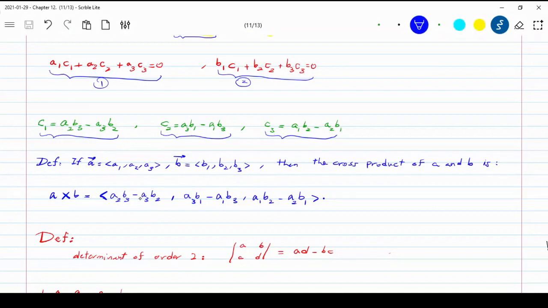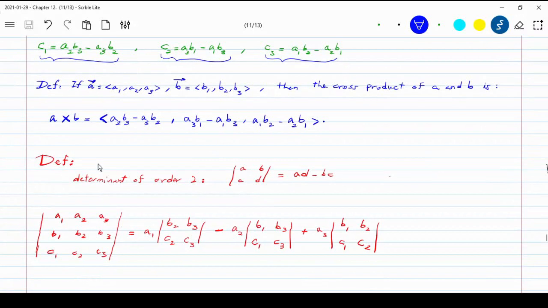Then the property of this third vector C is that it's orthogonal to both A and B. It's a very useful tool to find the equation of a plane, for example. There are some applications to it that we will get to if we come back to this section. Okay.